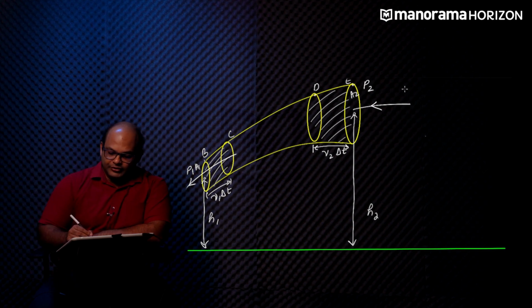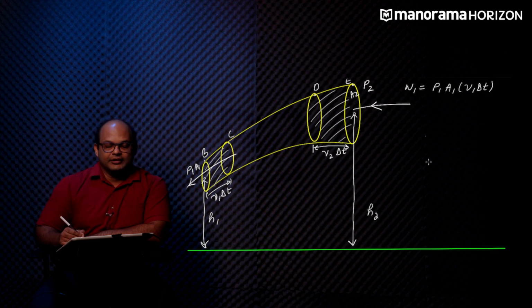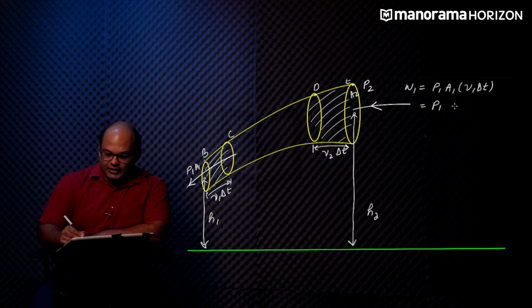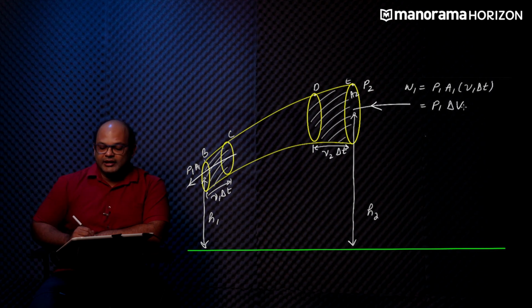So, at point A1, the work done in moving the fluid can be given as P1 multiplied by A1 multiplied by V1 delta T, where P1 is the pressure at the region A1, A1 is the magnitude of the area, V1 is the velocity of the fluid, and delta T is an infinitesimally small amount of time. So we can abbreviate this as P1 multiplied by delta V, where delta V is the change in the volume of the fluid moving through this region.